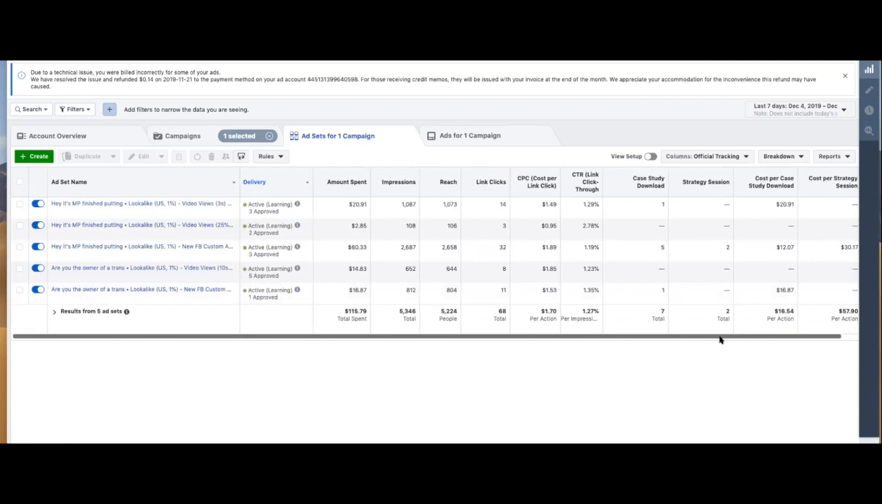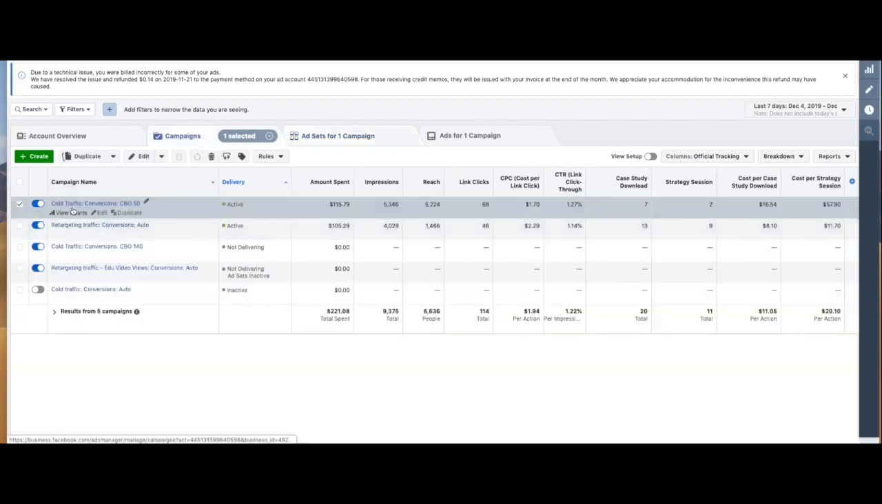This one, called traffic conversion CBO, I would just duplicate as is, the whole campaign. That's what I would do. Duplicate it and that's it, then just publish it and leave it as is.